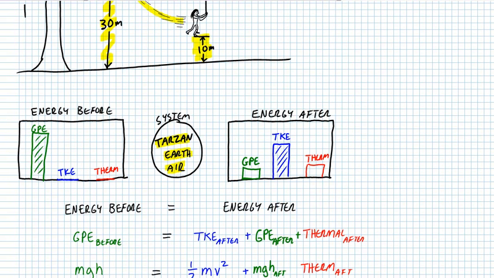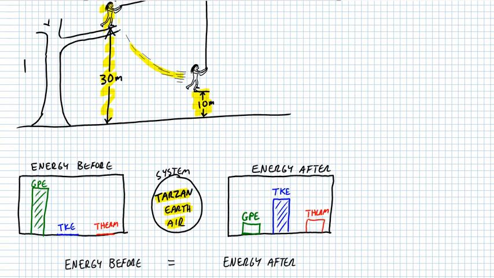Well, clearly at the beginning of the problem, he's standing on the branch. Got gravitational potential energy. He's not moving, so we can set translational kinetic energy to 0, and thermal energy we'll just set to 0.